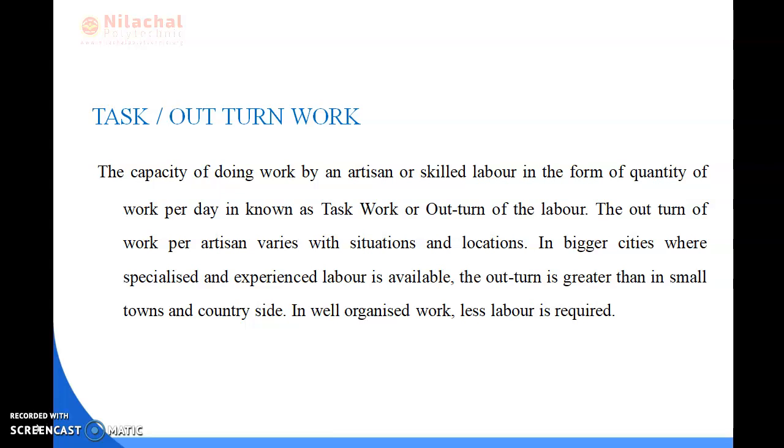So the task and outturn depend upon the location, depend upon the situation and depend upon the labor capacity and experienced labor. So the task and outturn we need to define on the basis of the labor capacity. Okay.